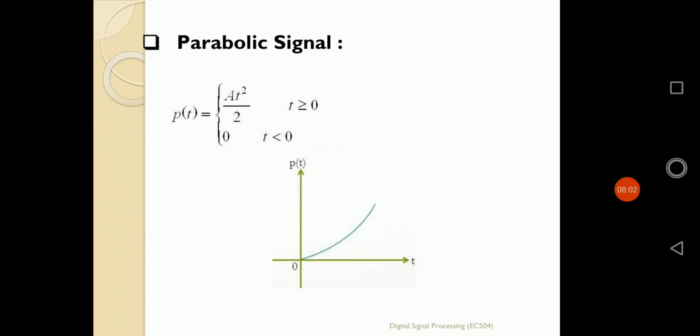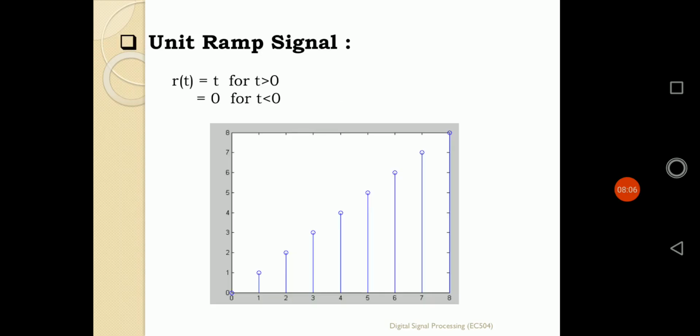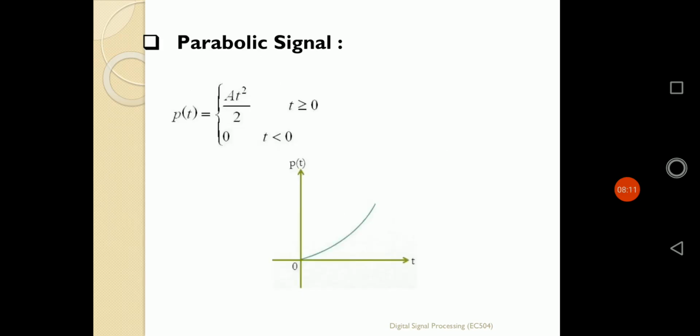Just look at the nature also. If we integrate the value 1, it gives the value t. If we integrate t, it gives t square by 2. So in that way, whenever the signals follow the ascending order from 1 to 4, we integrate the function and get the next function.